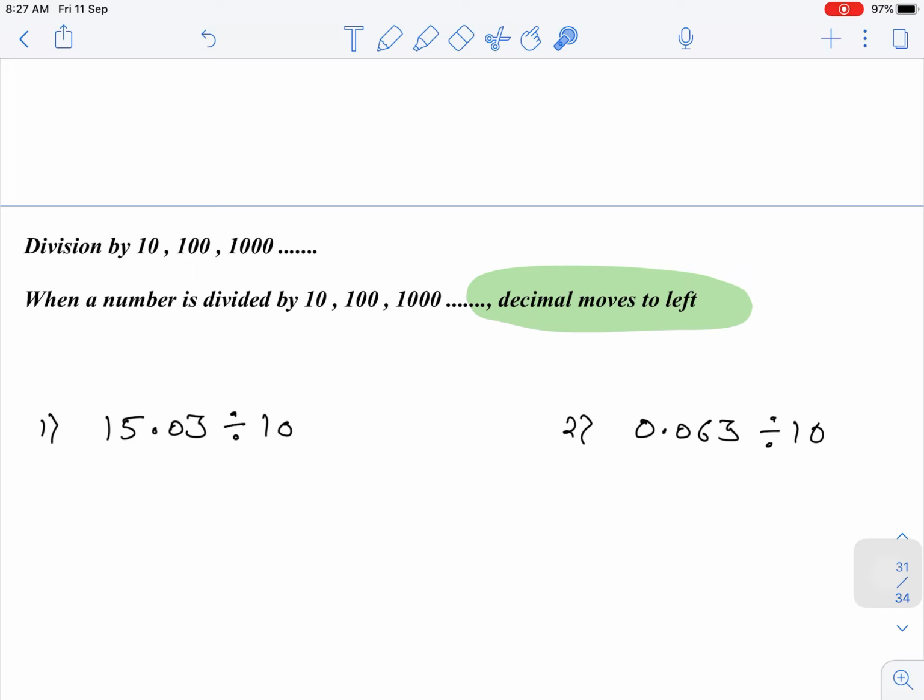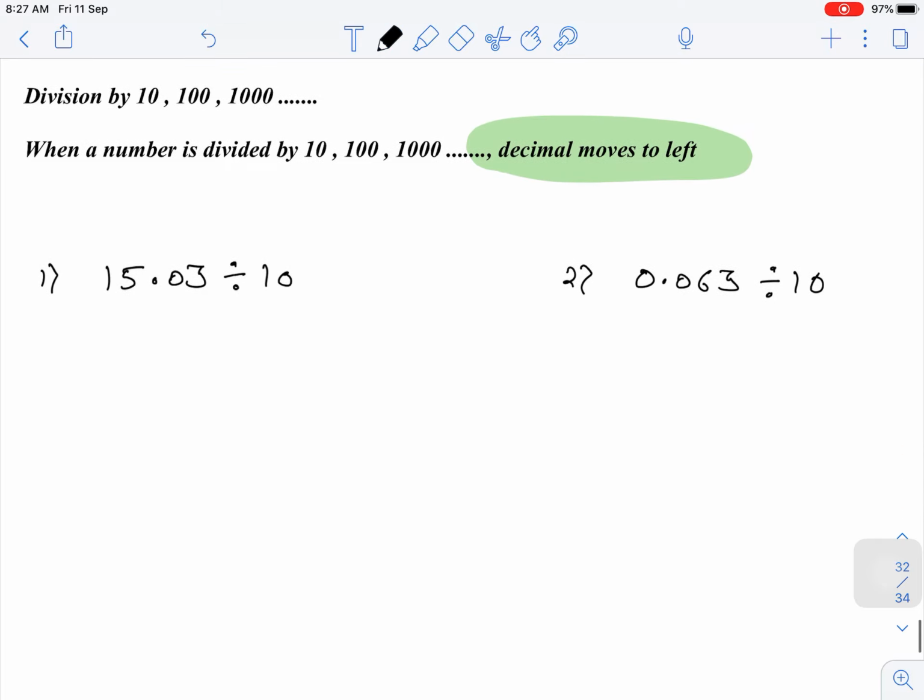Now let us see how to divide a number if it is divided by either 10, 100, 1000 and so on. For this, one simple rule is there: when a number is divided by either 10, 100, 1000, 10,000 and so on, the only condition is that the decimal of the number moves to the left. Now how does it move to the left? Let us see how to solve. Let us consider our first example. Here we have 15.03 divided by 10.